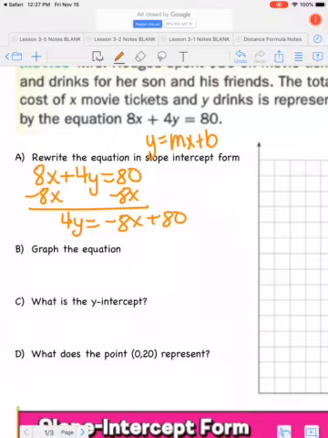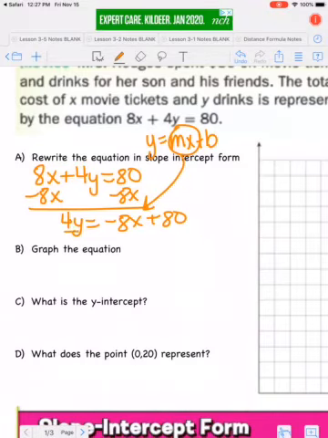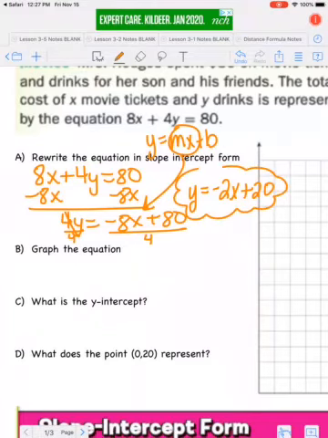And here, yes, order does matter because you have your mx first, so you want to have your mx first here as well. So from here, we want to make sure we divide everything by 4 because we're solving for y. So we get y is equal to, and when you solve, -8x divided by 4 is -2x, plus 80 divided by 4 is 20. So there's our first answer.